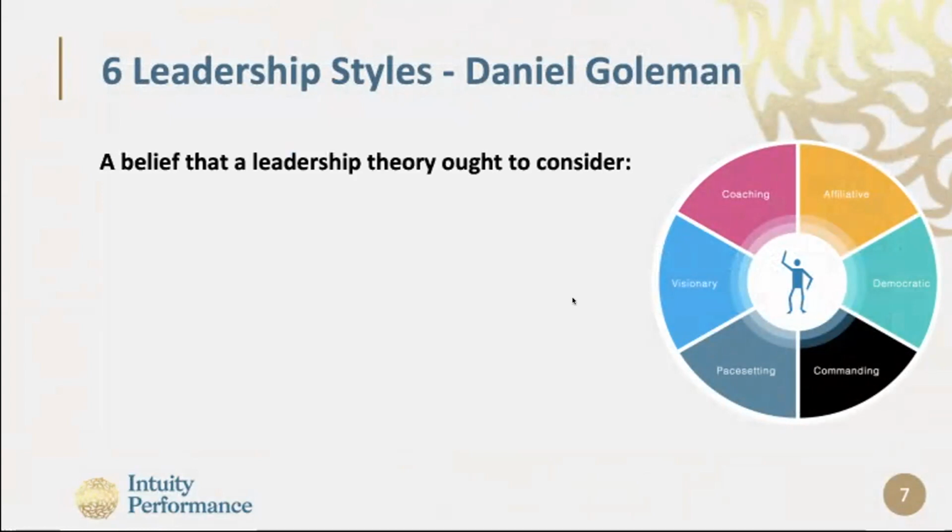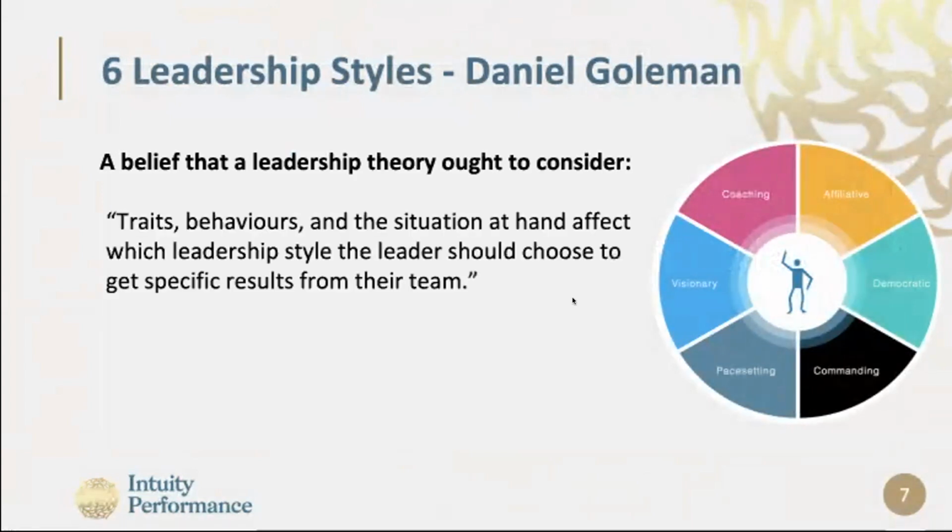The theory is a belief that a leadership theory ought to consider the traits, behaviors, and the situations at hand, which affect which leadership style the leader should choose to get specific results from the team. So what that means is that your company culture, your individual team members, and the projects or challenges you're looking to solve may require different leadership styles.